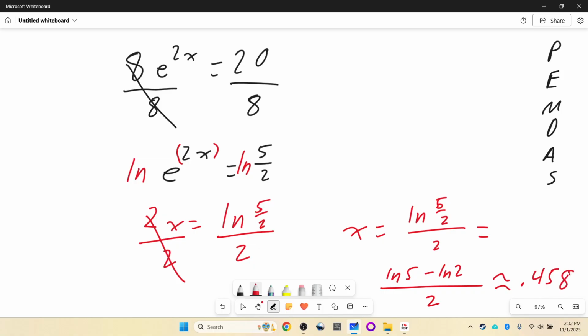And I understand why sometimes you feel like you'd prefer a decimal, especially if you're doing some sort of practical application where you need to put it on a graph or measure it or something. But if you're not asked, then let's go ahead and just leave it in that form.